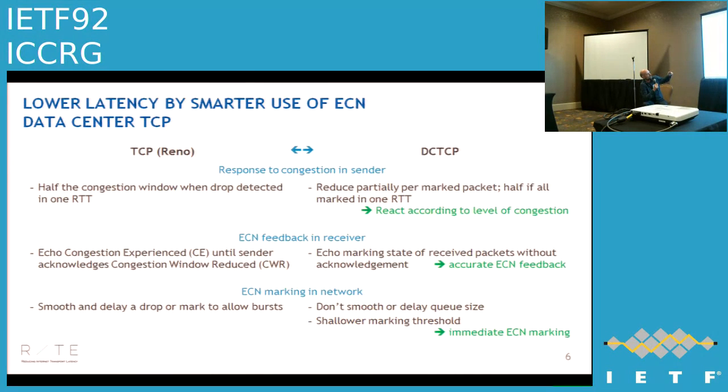Maybe a short recap of what data center TCP does differently from normal Reno. Data center TCP in the sender responds only slightly to a congestion mark. In normal TCP Reno, once per round trip time, if there was congestion, the congestion window is halved. Here it is only partially reduced; only when all the packets were marked do they also halve in one round trip time. The feedback needs to be adjusted, so we no longer have the handshake, because it's not so important that we lose a congestion mark. We have to accurately feed back every marked and non-marked packet. And the network also needs to change: we don't smooth, there's no queuing delay, and we have a small threshold in the network. We immediately mark from the moment we see a little bit of congestion.